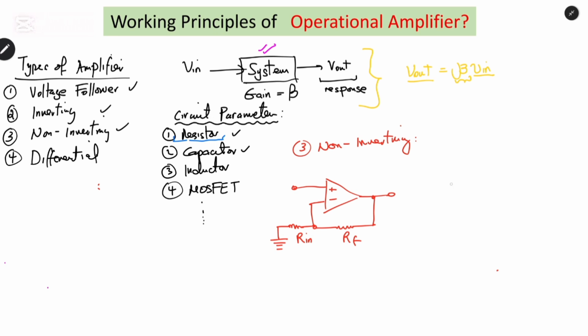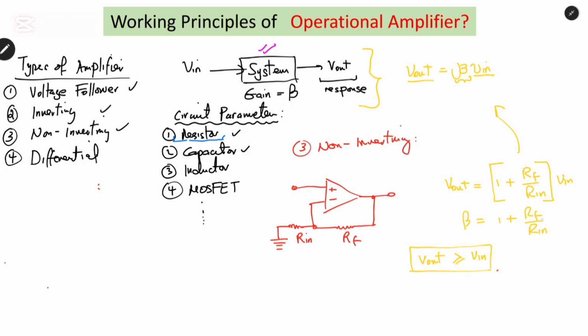Let us now look at the mathematical representation of the non-inverting amplifier, and it is given as V out equals 1 plus Rf over R in, multiplied by the V in. So when comparing it with the general equation of the system, we can determine beta as 1 plus Rf over R in. With respect to the circuit, that means the voltage output will always be greater than or equal to the V in, and this can be seen in this equation.